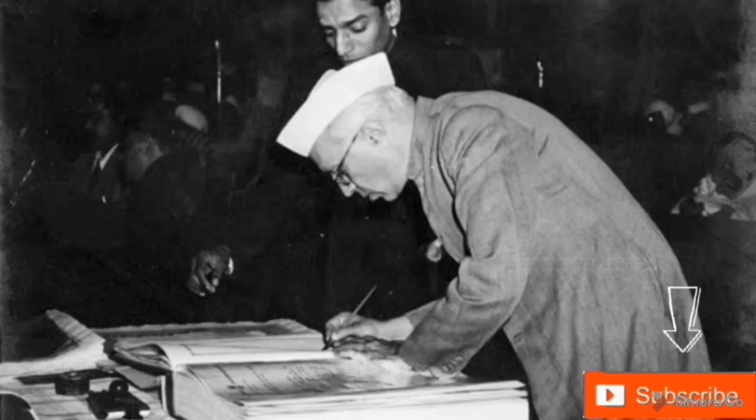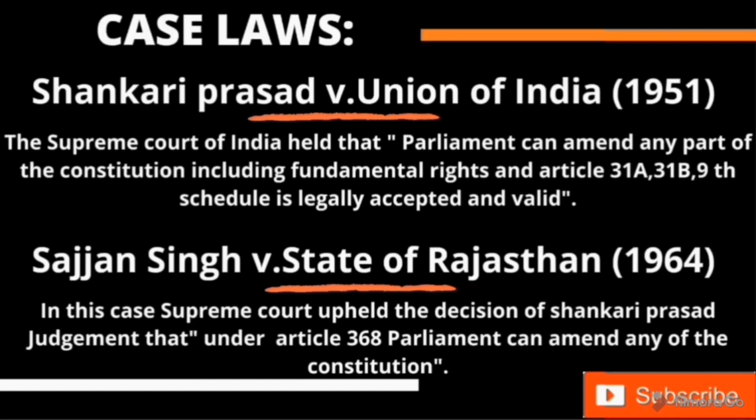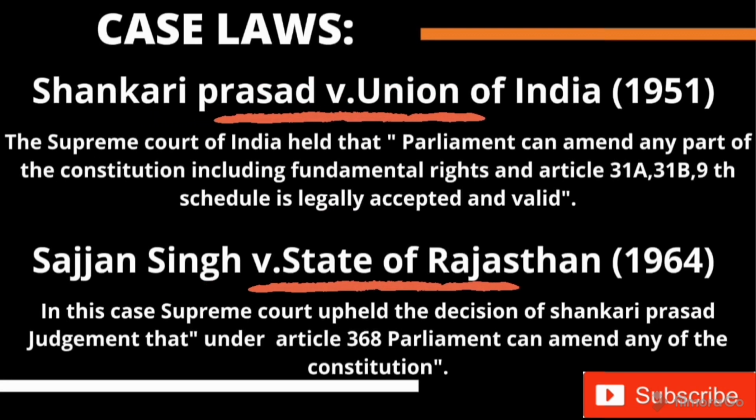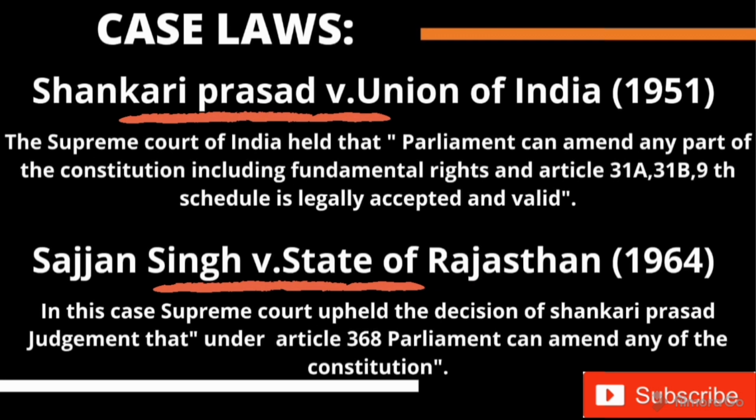In 1951, Nehru's government passed First Constitutional Amendment Act 1951, in which Article 31A, 31B and 9th Schedule were added. It states no law or amendment shall be held as null and void if it infringes Article 14, 19 and 31, which are fundamental rights. Soon after this amendment was passed, in the case of Shankari Prasad versus Union of India, 1951, First Constitutional Amendment was challenged. Supreme Court held that Parliament can amend any part of the Constitution, including fundamental rights, and Article 31A, 31B and 9th Schedule is legally acceptable and valid.